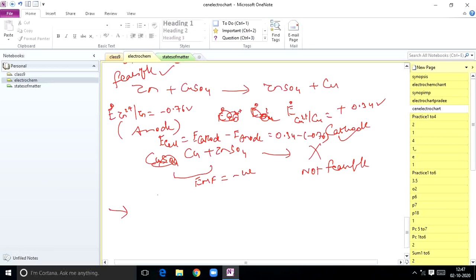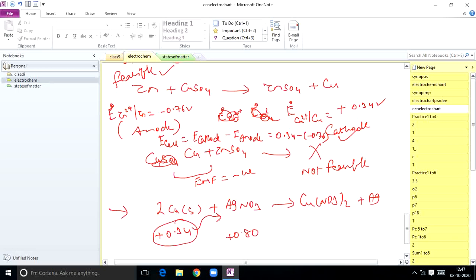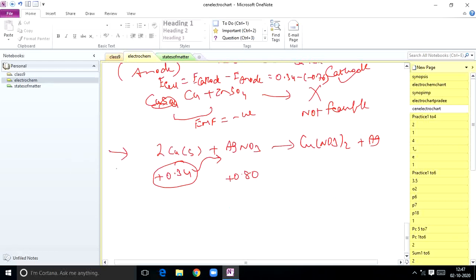At the same time, you can take one more example: copper dipped in silver nitrate solution. You may get Cu(NO3)2 plus Ag. What is the reduction potential value of copper here? Plus 0.34. And the reduction potential value of silver? See the electrochemical series chart, that is plus 0.80. As I said, a metal with low reduction potential value can displace a metal with high reduction potential value from its aqueous salt solution. So this reaction is feasible.